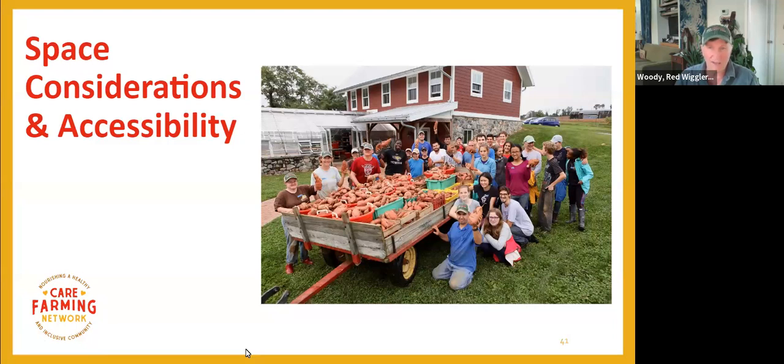That said, getting started, Red Wiggler got started in a small, almost like a handshake agreement with a piece of paper behind it. But ultimately, we ended up having to move to a location that had more space and more accessibility. Next.